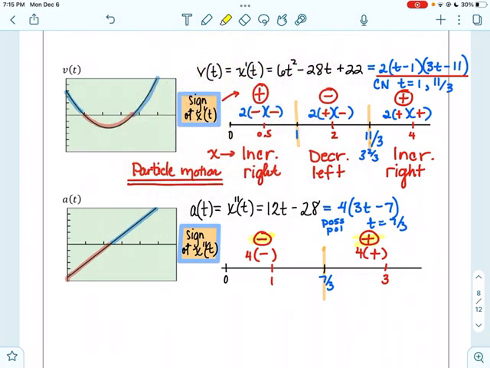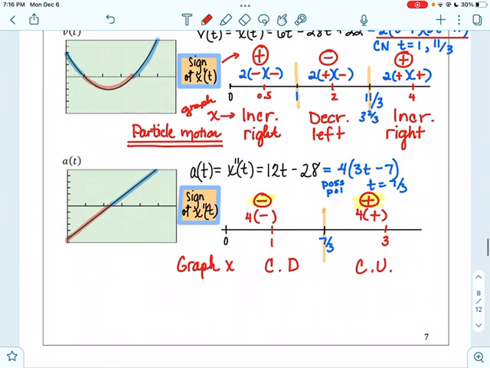And so let's look at the graph first. If we're looking at the graph of x, so it looks like the graph would be concave down on the left of 7/3. To the right of 7/3, the graph would be concave up. Okay, I hope everybody's all right with that notation then. And then the particle motion then would be decelerating.